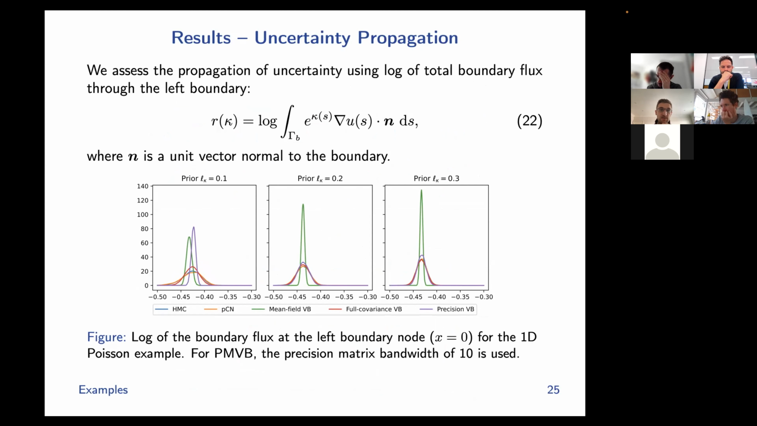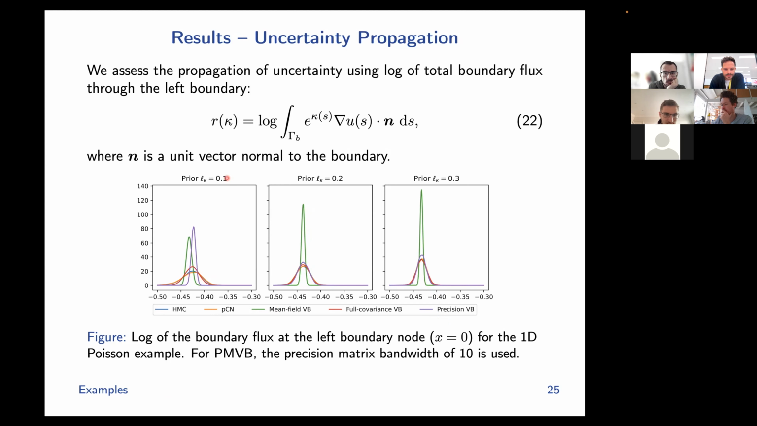So we compute the log of the total boundary flux through the left boundary, and then we plot the posterior distribution of that. For the two panels on the right, we see that the mean field variational Bayes is too centered and doesn't capture uncertainty at all.